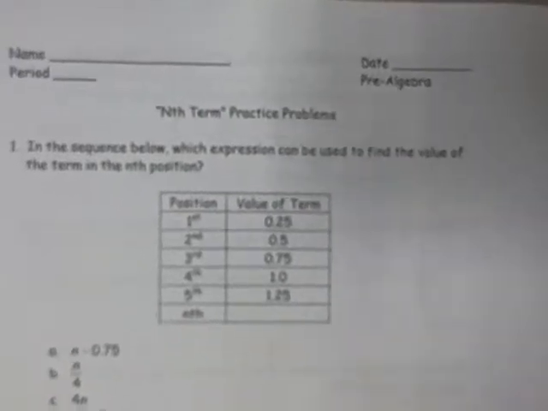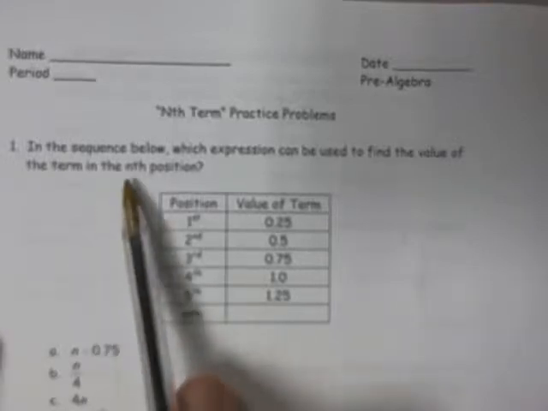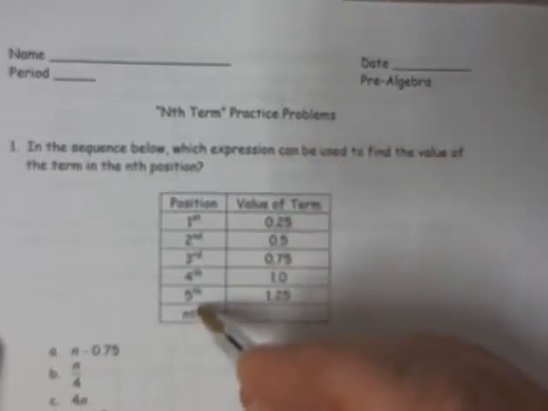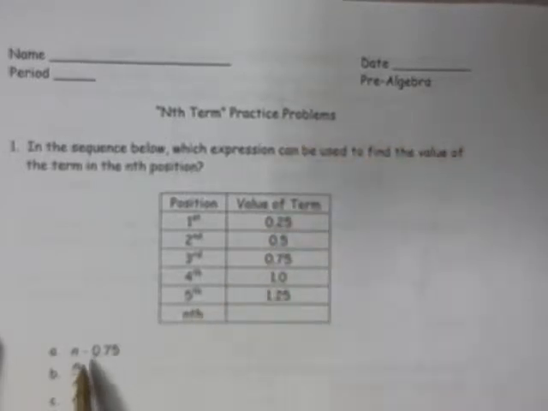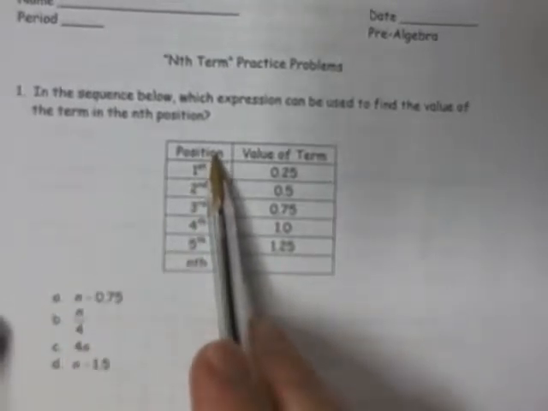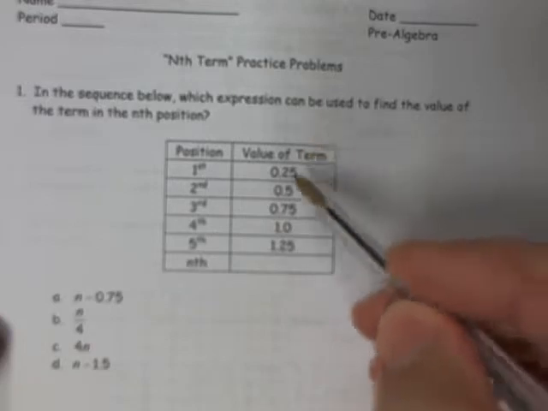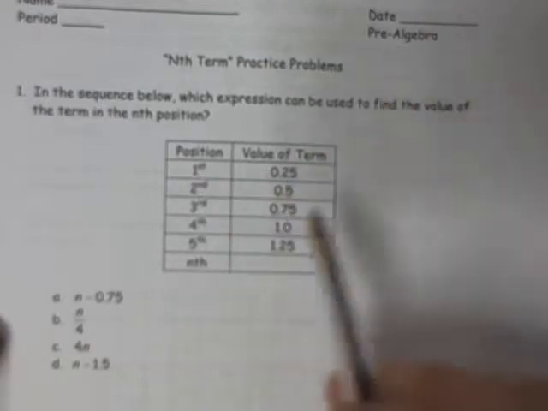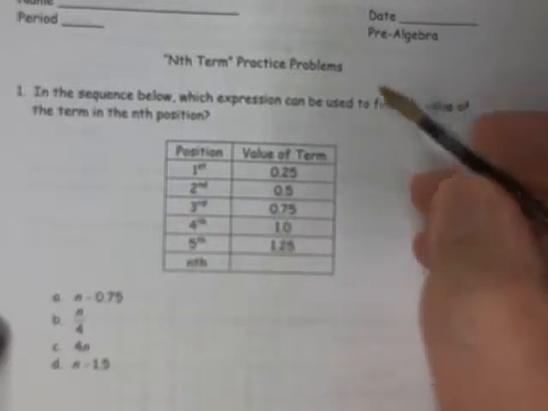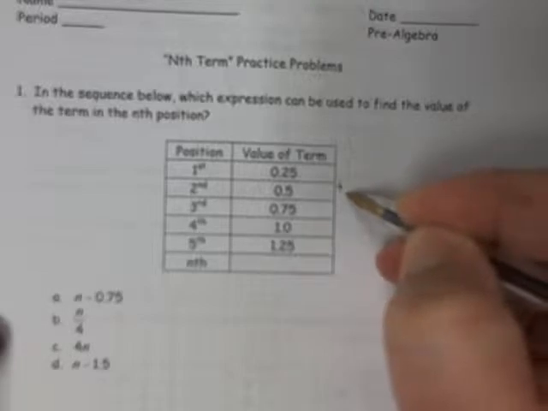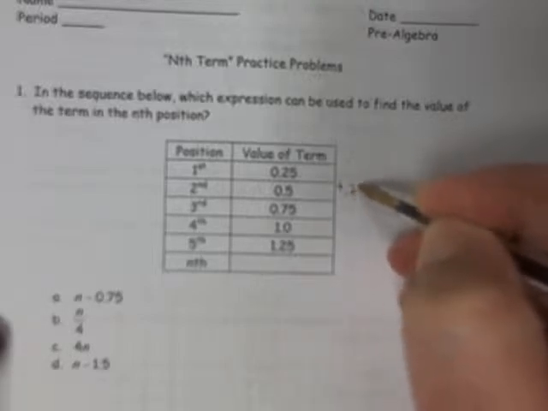Number 1, in the sequence below, which expression can be used to find the value of the term in the nth position? And let's recall that n in our answer choices stands for position. Let's take a look at the table. In the first position, we have the number 0.25. In the second position, we have the number 0.5. The pattern is the numbers are increasing by 0.25 each time.